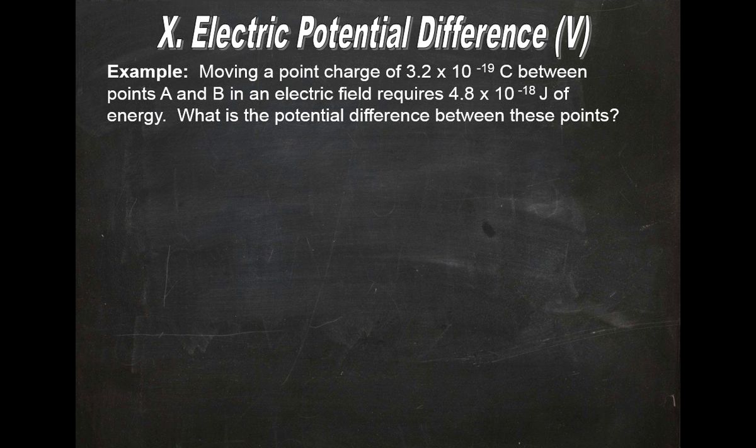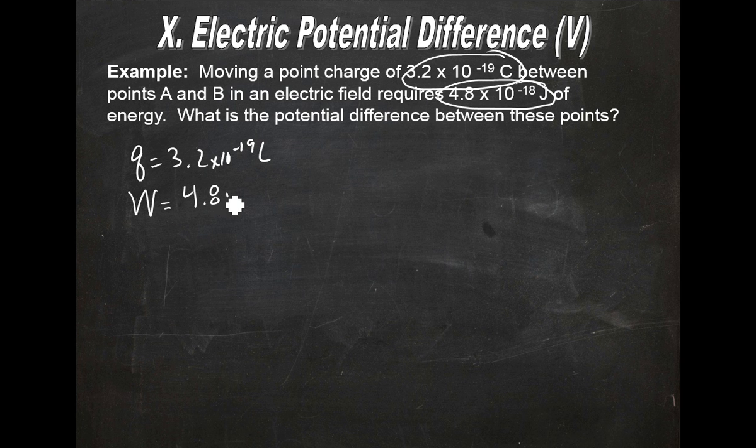Let's look at these examples. Moving a point charge of 3.2 times 10 to the negative 19 coulombs between points A and B in an electric field requires 4.8 times 10 to the negative 18 joules of energy. What's the potential difference between the 2 points? So, we know the amount of charge that's being moved, 3.2 times 10 to the negative 19 coulombs, and we know the amount of work it takes to move it, 4.8 times 10 to the negative 18 joules. We want to figure out what the potential difference was.